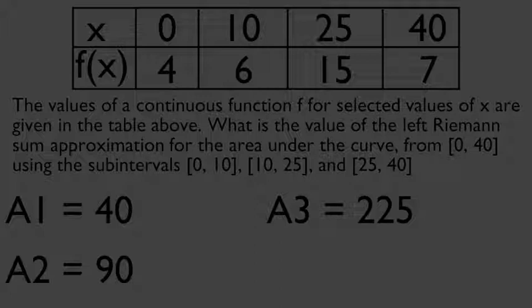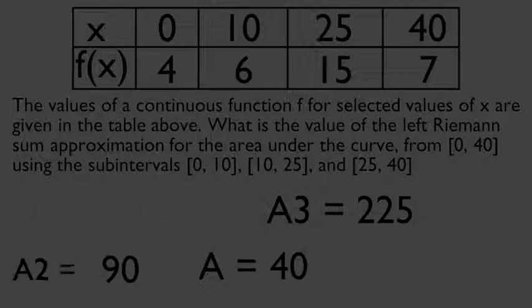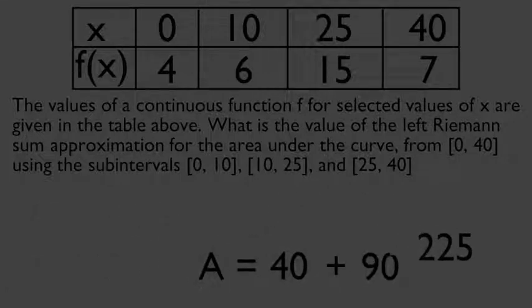To find our total area, we add these three rectangles together. So we add the 40, the 90, and the 225, and that gives us 355. So our area approximation for this situation is 355.